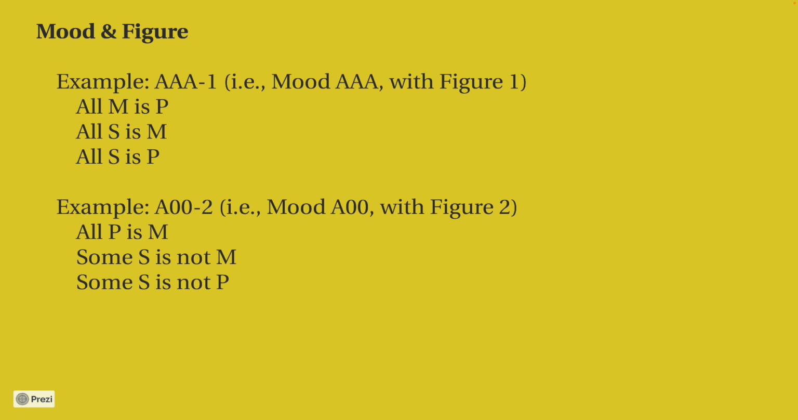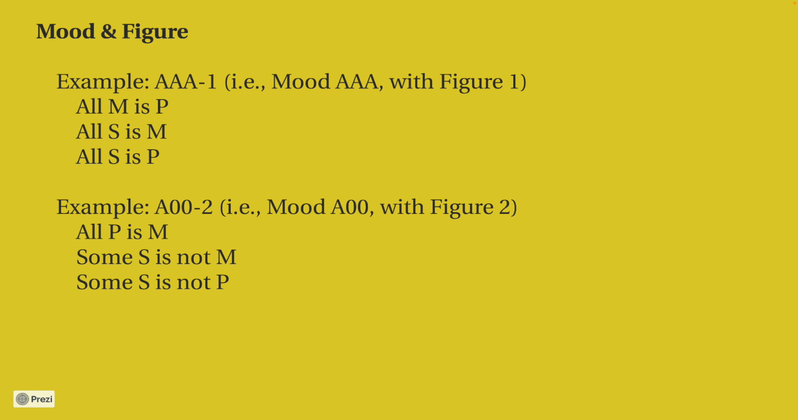Now, what about the syllogism? All P is M, some S is not M, therefore some S is not P. In this case, our mood comes in the form all X or Y, some X not Y, some X not Y. So our mood is AOO. And if we look at the arrangement of terms, if we were to draw a line through the middle terms, we would end up with a vertical line.